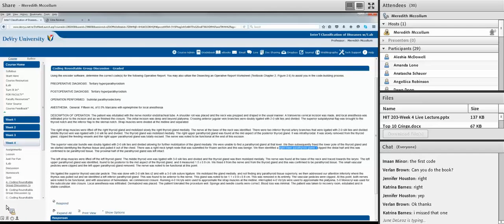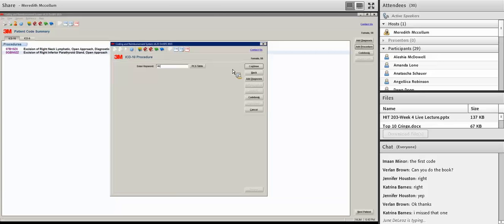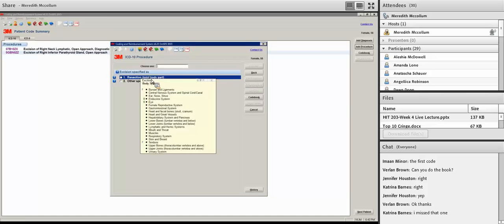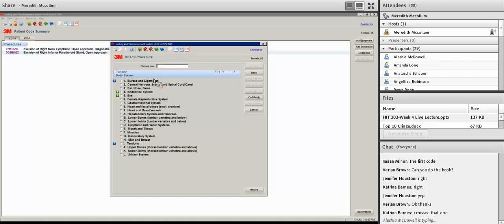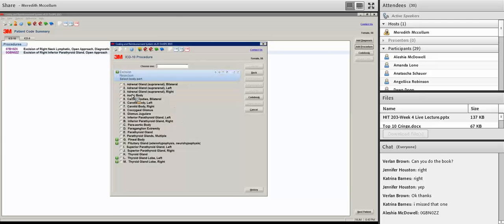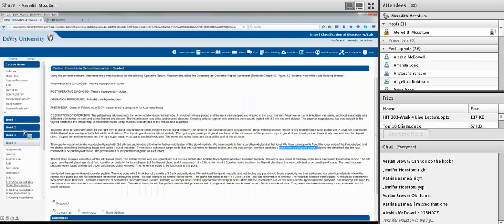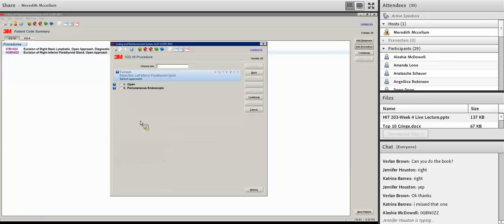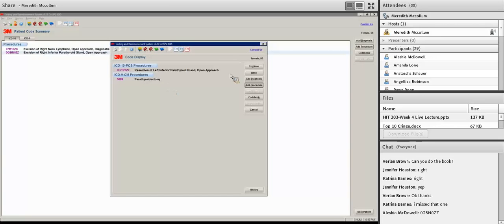Even if I do excision here, it's okay, because it's going to give me total body part. The thing to remember is a parathyroid is actually a total body part. So again, we're going to go endocrine system. Then we're going to go and see as quickly as that. Right lower, okay, so inferior parathyroid gland left. It was open, and so we have a resection of the left inferior parathyroid gland, open approach.